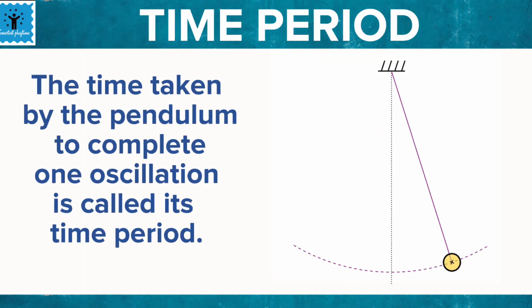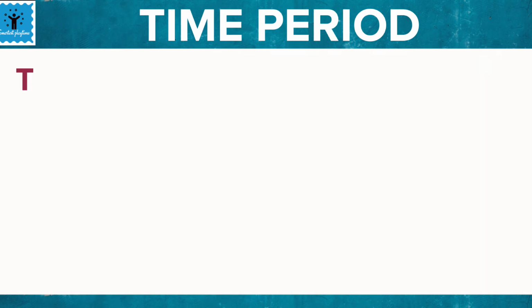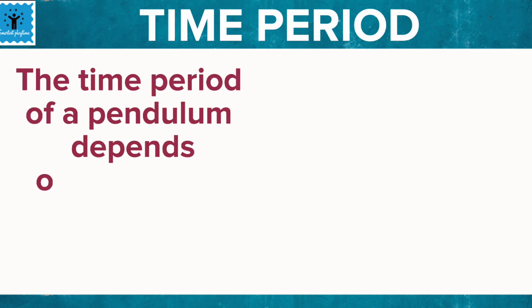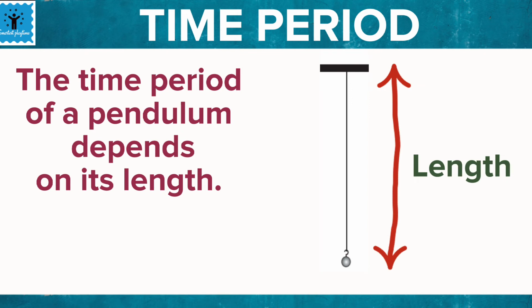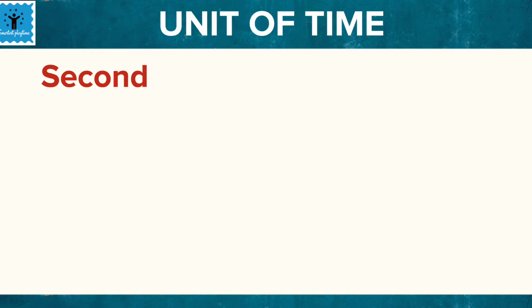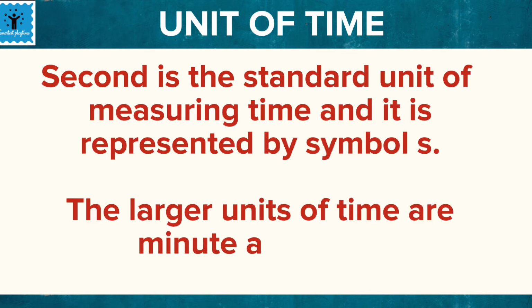The time taken by the pendulum to complete one oscillation is called its time period. The time period of the pendulum depends on its length. The length of a pendulum is the length of thread from the point of suspension to the center of the bob. Second is the standard unit of measuring time. It is represented by the symbol s. The larger units of time are minute and hour.